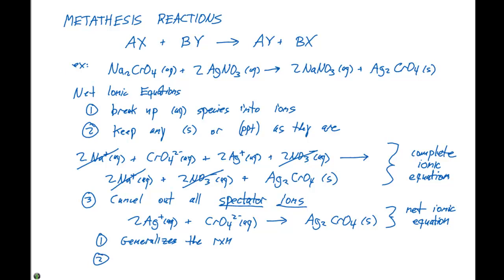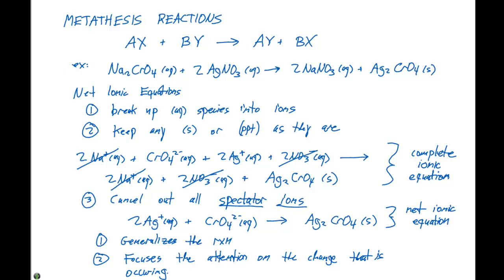The second thing that it does is it focuses the attention on the change that is occurring. In this process, we have ions in solution that are going to react together to form a solid. So the change that happens in this solution is that we have silver ions in solution and chromate ions in solution that are going to react together to form that precipitate.